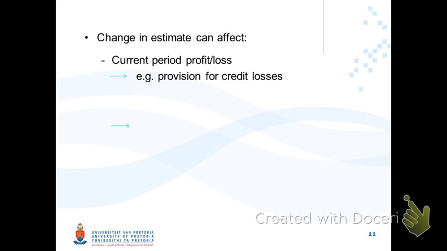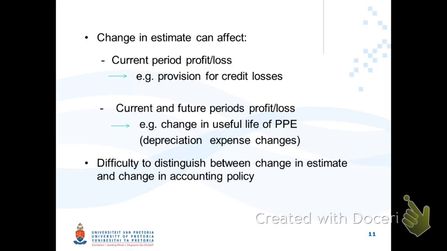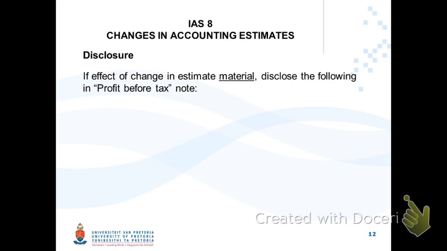Now, a change in estimate can affect the current period's profit and loss, such as provisions for credit losses, or it can affect current and future periods of your profit and loss, such as a change in the useful life of a PPE or a depreciation charge. When you have difficulty distinguishing between a change in estimate and a change in accounting policy, then you must treat it as a change in accounting estimate.